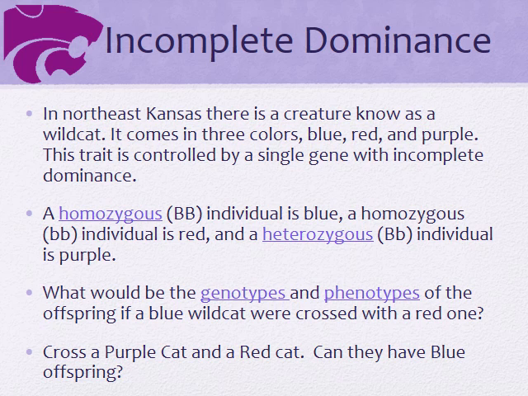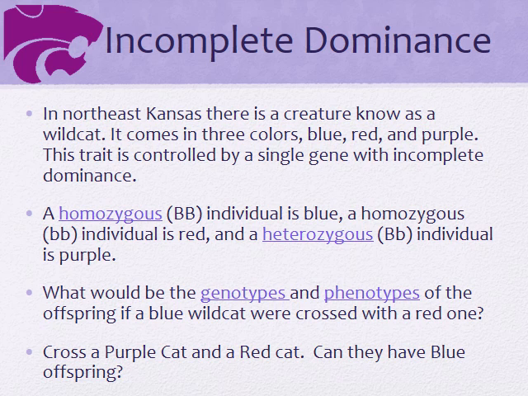So an incomplete dominance problem for you here. Go ahead and set this up like a normal Punnett square. In northeast Kansas, there is a creature known as the Wildcat. It comes in 3 colors, red, blue, and purple. This trait is controlled by a single gene with incomplete dominance. So a homozygous individual, big B big B, so homozygous dominant, would be blue. A homozygous recessive, little b little b, would be red. And a heterozygous individual, big B little b, would result in purple.